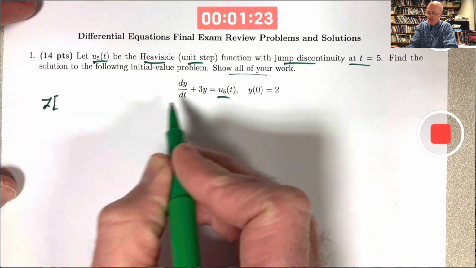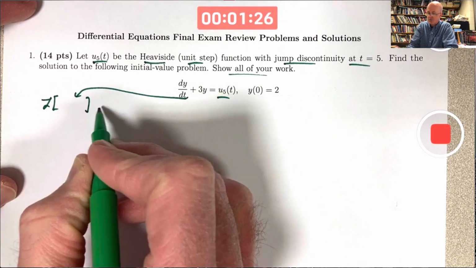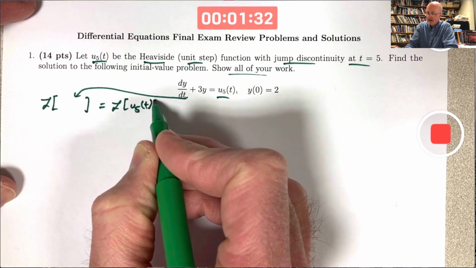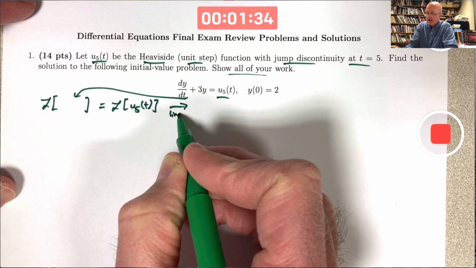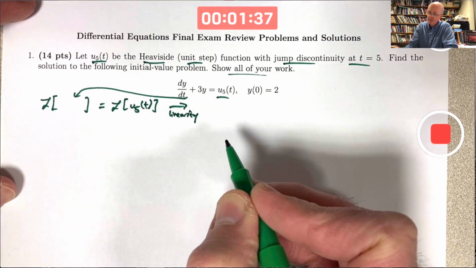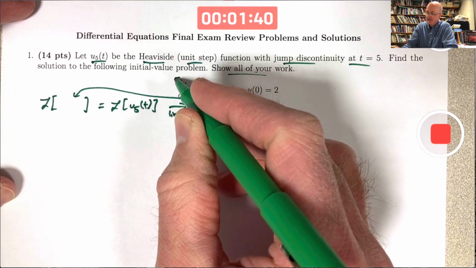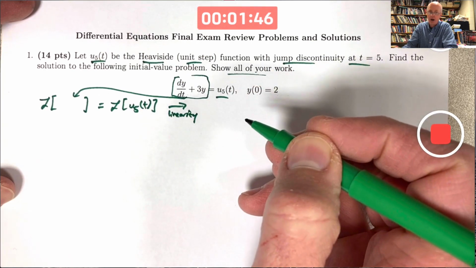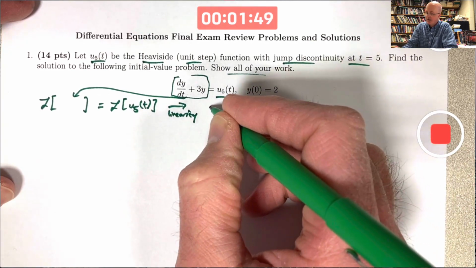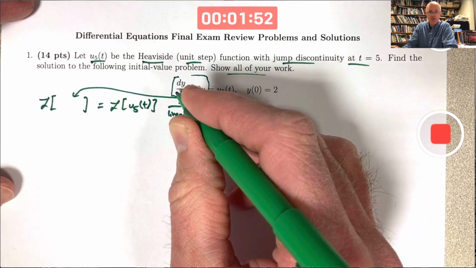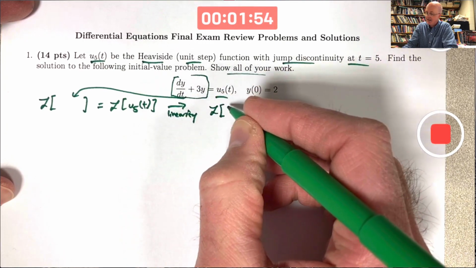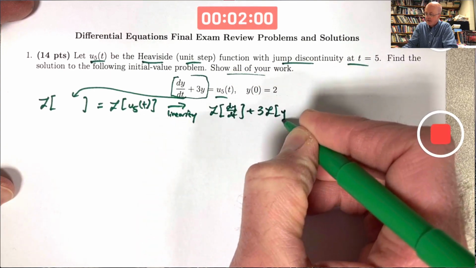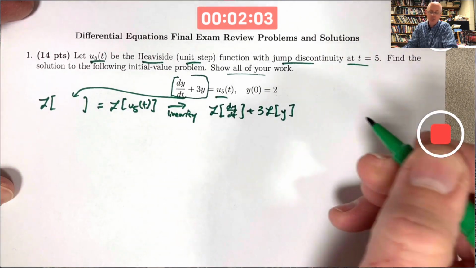We can write L of the left-hand side, I'll just draw an arrow like that, equals L of the right-hand side, u5(t). Then I can use linearity of the Laplace transform operator as a linear transformation to say that the Laplace transform of this linear combination of dy/dt and y, the unknown function y(t), is the corresponding linear combination with the same coefficients in front, 1 and 3. So it's L of dy/dt plus 3 times L of y. That's what the left-hand side simplifies to after applying linearity.